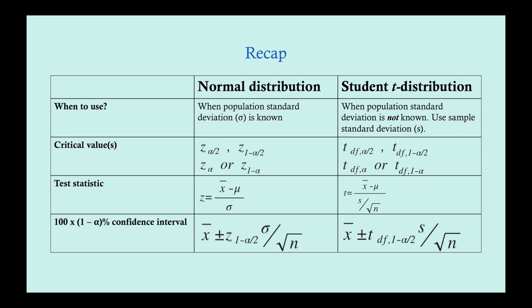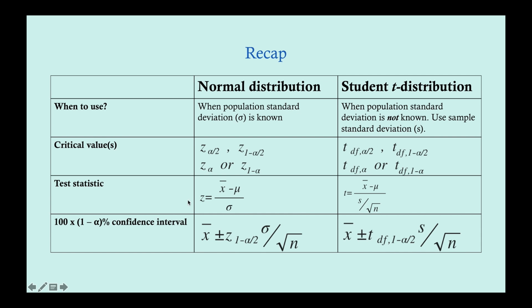As I said, what I would really stick to remembering is when you use either of these. Your normal distribution is used when your population standard deviation is known. Student t is used when it's not known, and instead you're using your sample standard deviation. Your critical values will just depend on what kind of test you're using, whether you're using one-tailed or two-tailed, whether you want your alpha to be on the left or the right. But we already talked about that.